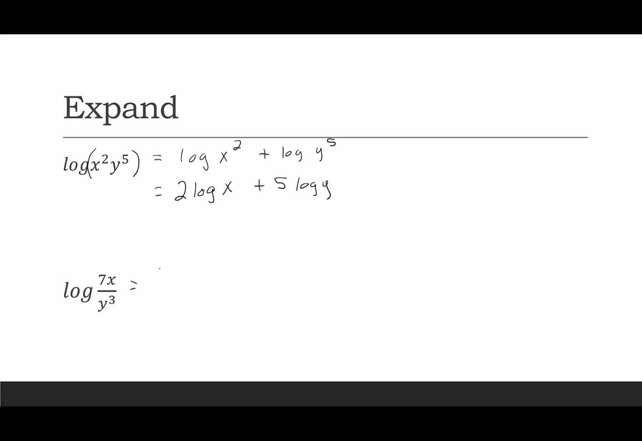Same kind of thing down here, I have the log of 7x divided by y cubed. So I see division, so I'm going to start there. I have the log of 7x minus the log of y cubed. Now, I definitely see a power here, and it kind of depends on what you're doing as to whether or not you're going to separate the 7 and the x. So I would say if you're in an algebra class and they're saying fully expand, then yes, you would do the log of 7 plus the log of x to say products turn into addition. And then that power 3 would come in front. I have 3 log y.